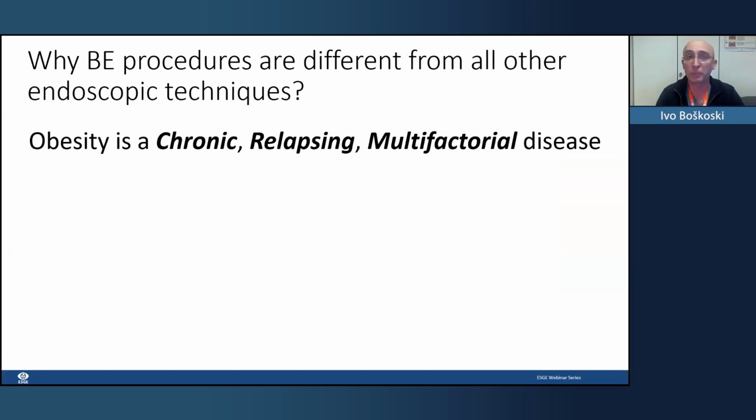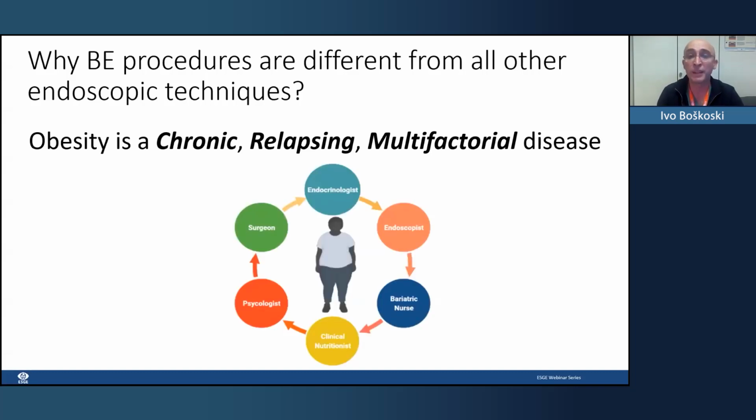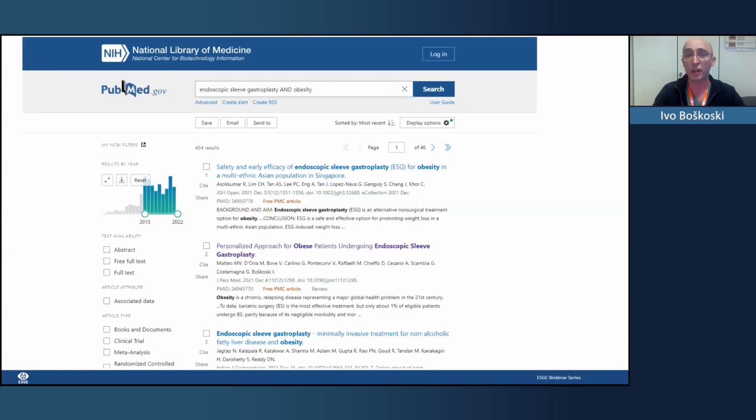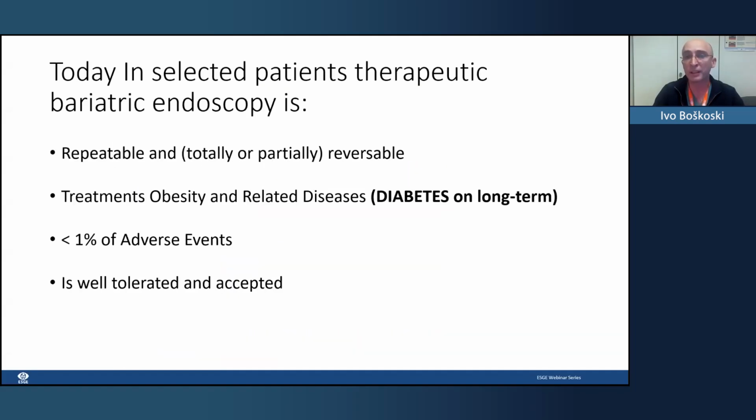So why are bariatric procedures different from all other endoscopic techniques? If we talk about ERCP, there is a patient with a stone or with a cancer, we remove the stone, we place a stent, or we do ultrasound and so on. We can follow up the patient, we remove a polyp. But obesity is a different thing. Here we are talking about a chronic relapsing multifactorial disease, and the patient needs to be evaluated by many specialists. So it is not only us giving the indication. Just in the past 9 years, there have been about 500 publications. So it means that it's a hot topic and a very interesting field.